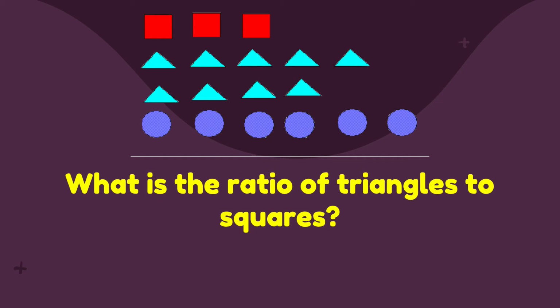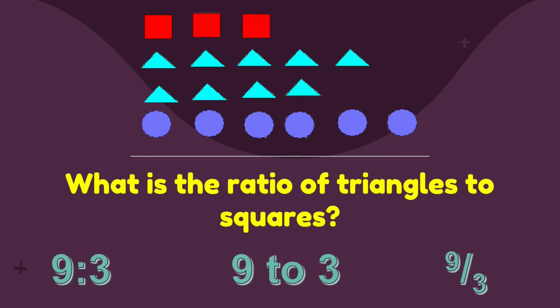What about this? Look carefully. What is the ratio of triangles to squares? Triangles to squares. 9 to 3. That's correct. How do we know that? Well, there are 9 triangles and there are only 3 squares. So the ratio of triangles to squares is 9 to 3.